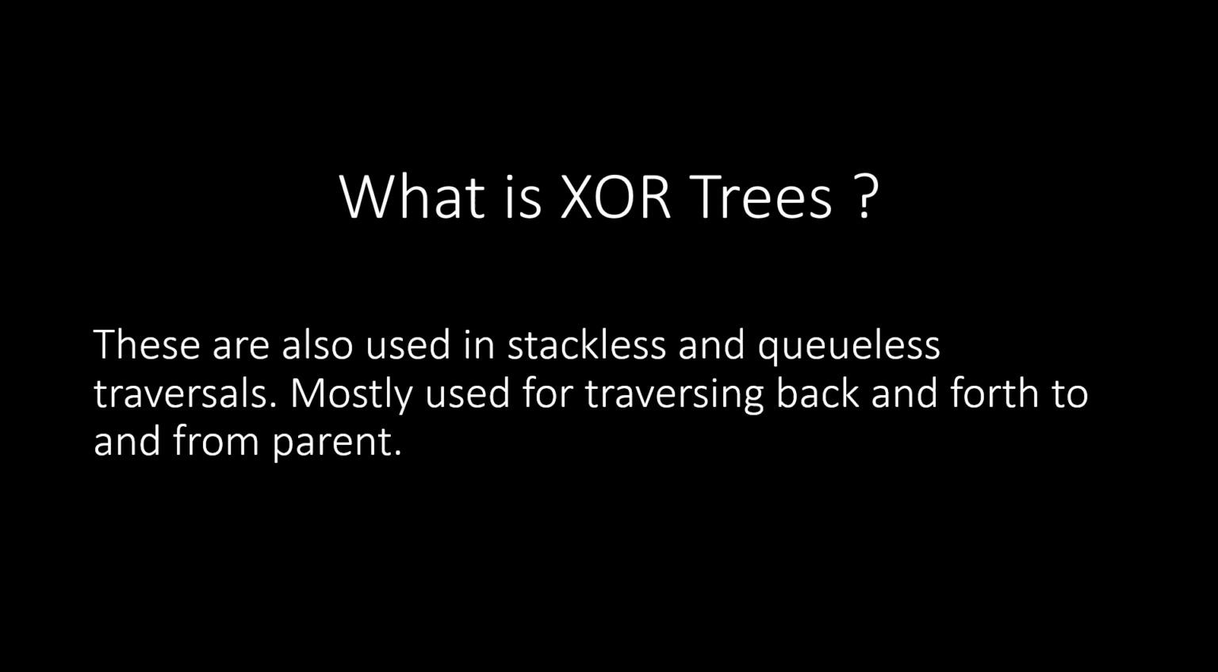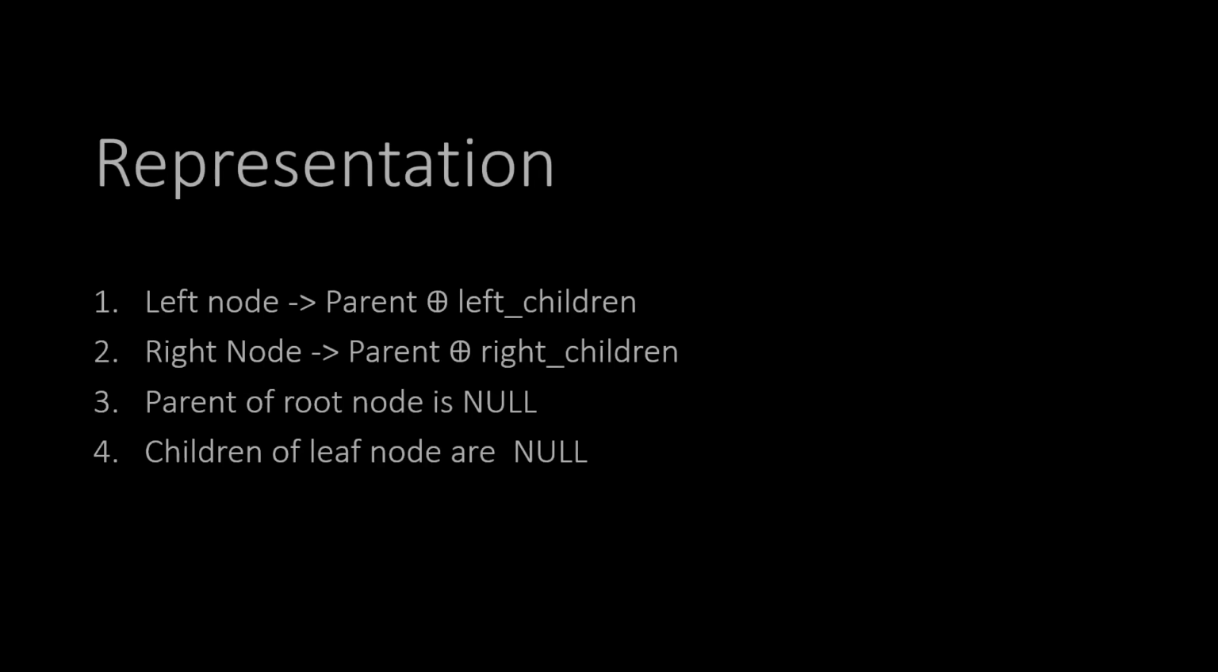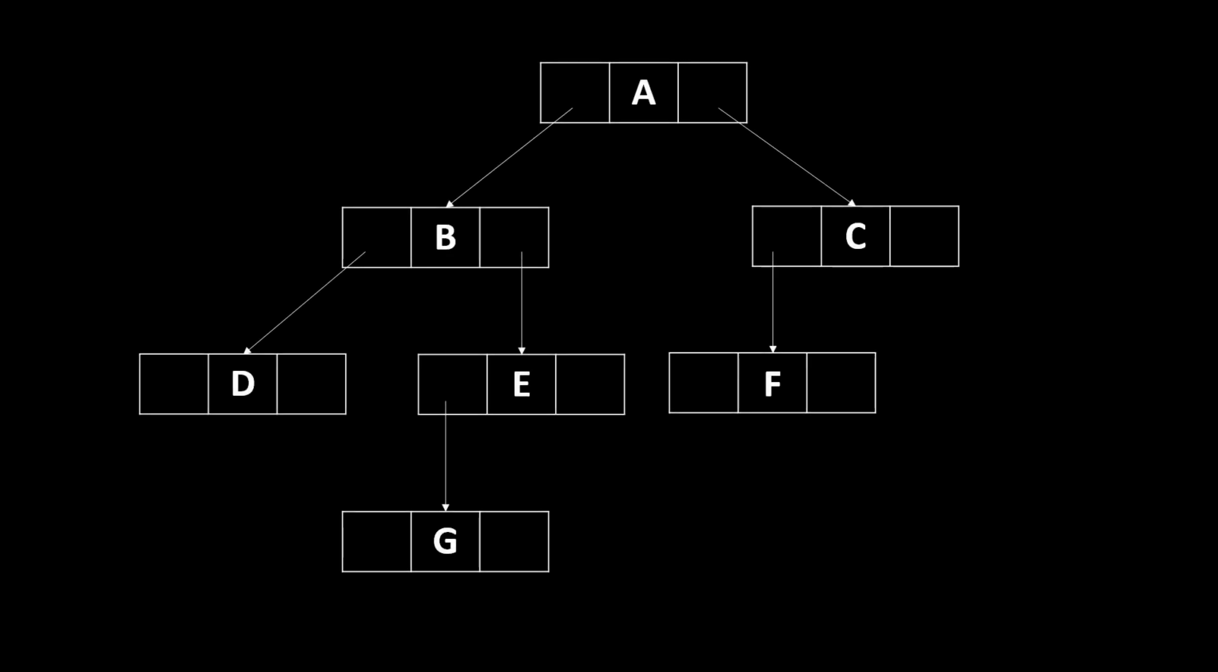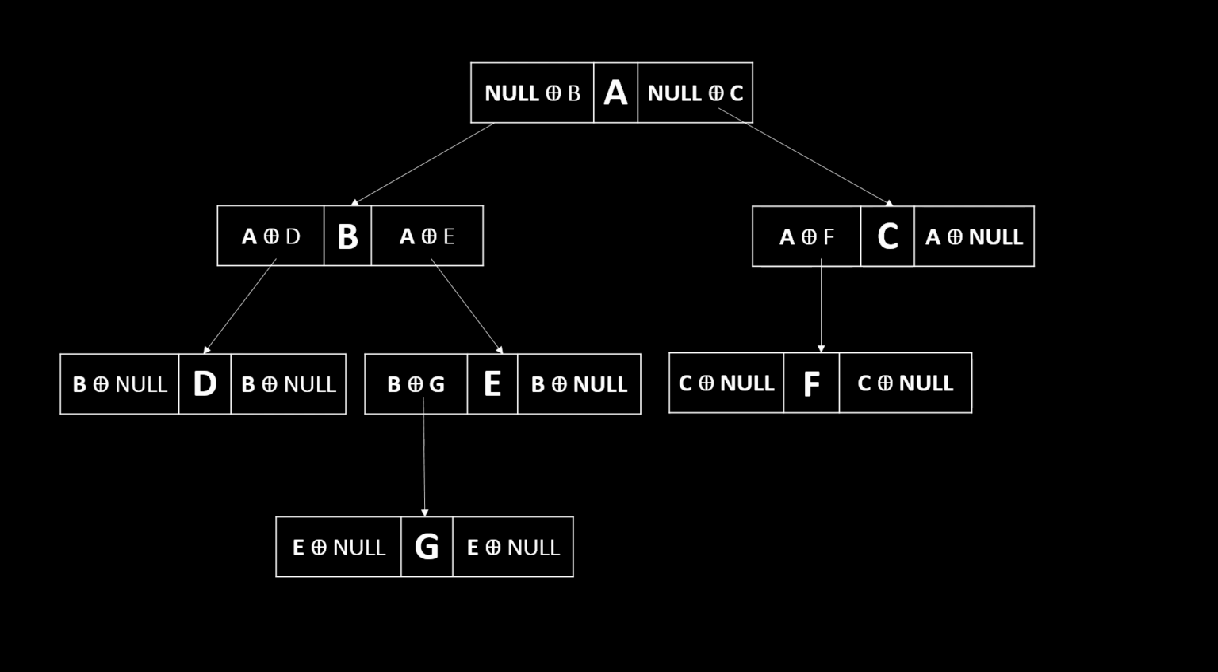Mostly, they are used in traversing back and forth to and from the parent. In a XOR tree, the left node contains a pointer to XOR of parent and left child, while the right node contains the XOR of parent and right child. While evaluating the left and right, we need to take note that the parent of the root will be null and the child for the leaf will be null. Let's take this tree. So, the left and right will look like this.